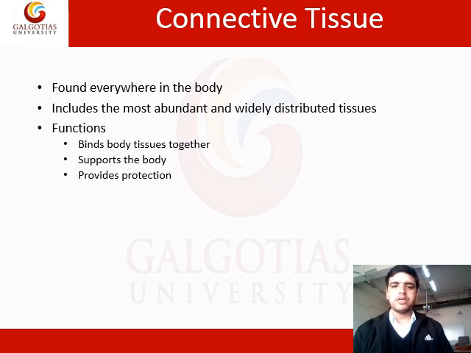The next type of tissue is connective tissue. Basically, connective tissues can be found everywhere in the body. They include the most abundant and widely distributed tissues in the body. The functions of connective tissues are that they bind the body tissues together, support the body, and provide protection to the body also.